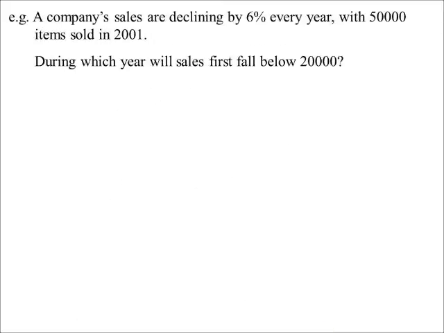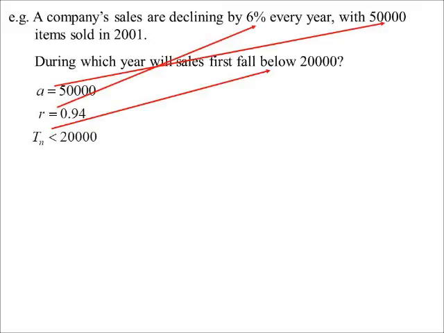Company sales declining 6% every year. Very successful company with 50,000 items. So when will it first fall below 20,000? Well, first term 50,000. This time it's a GP. So our ratio, now be careful, it's falling by 6%. So the ratio is not 0.06, it's 0.94.